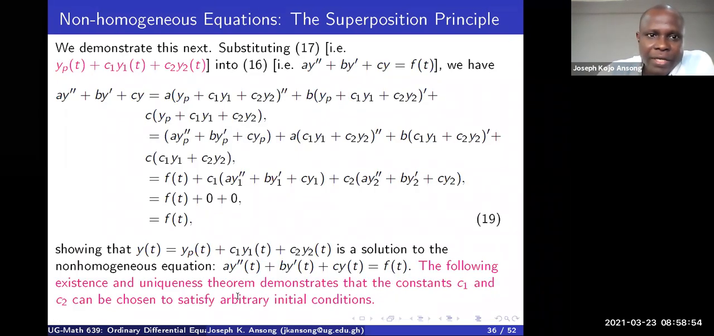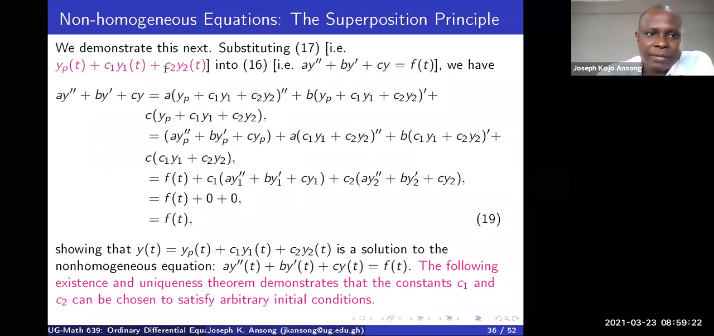So that's an implication of the superposition principle, one of the implications. We really want to demonstrate, as I just said, that if we take the particular solution plus the complementary solution, this actually satisfies the non-homogeneous equation given by this. So that's what we want to show now. We are showing it here because we need it in subsequent theorems. All right, so let's just prove it here.